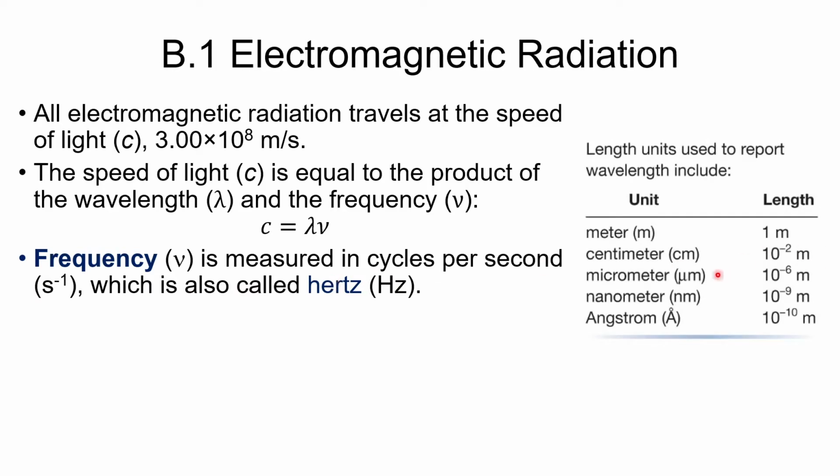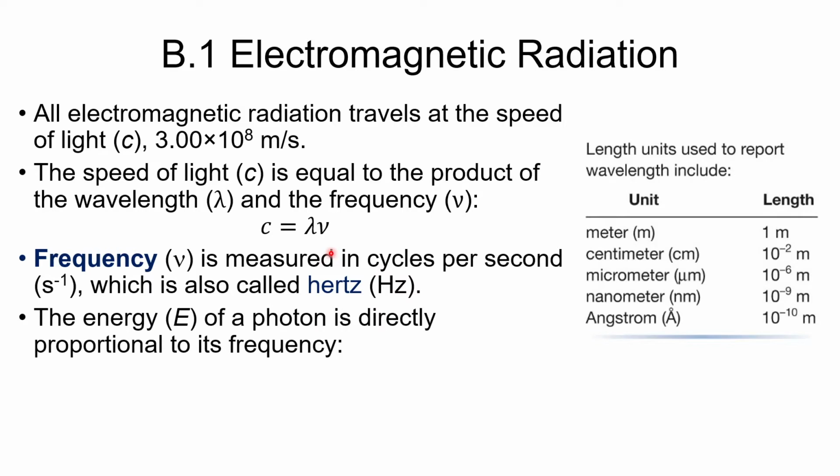Here are some common units that are used when we're talking about the wavelength of light. You might use meters if you're talking about certain types of radio waves, centimeters for microwaves, and then you get into micrometers, which is going to be in the range of infrared. For X-ray, UV, and visible light, we typically use nanometers. And sometimes you'll see angstroms used as a unit of measure.